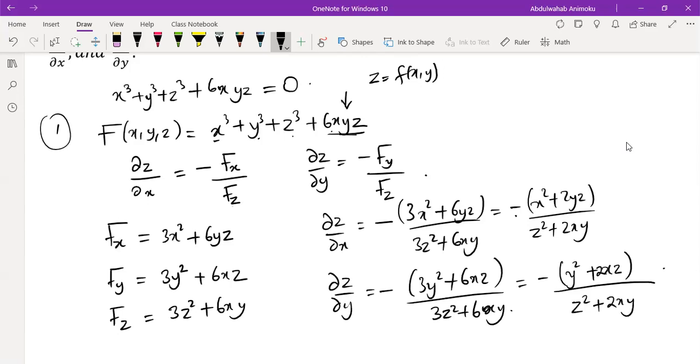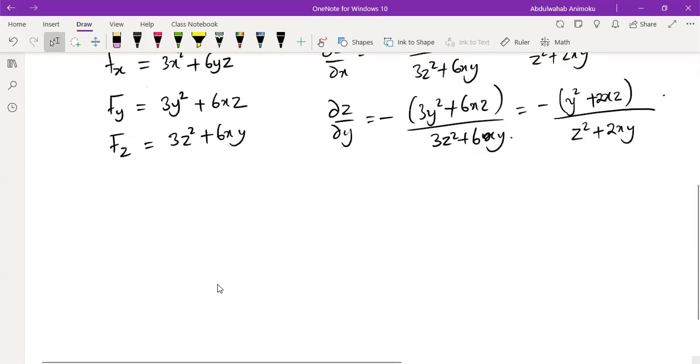Okay, now this is how you find it using the first method. Now let's look at the second method. The second method is just direct computation.